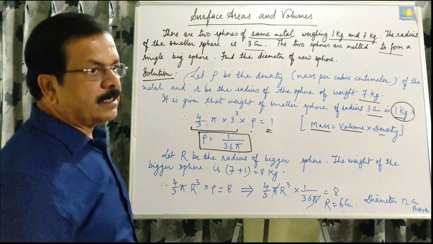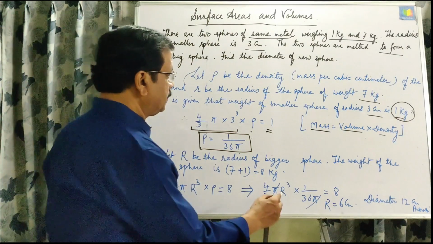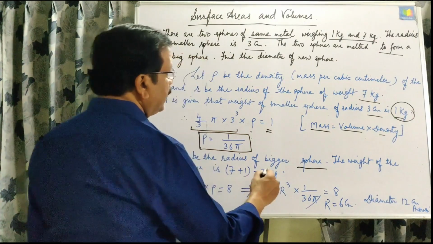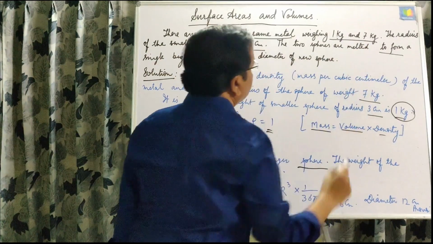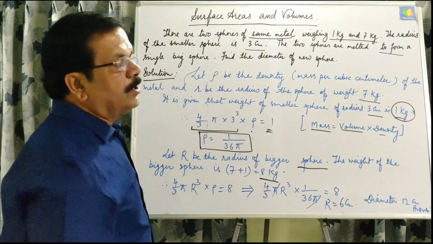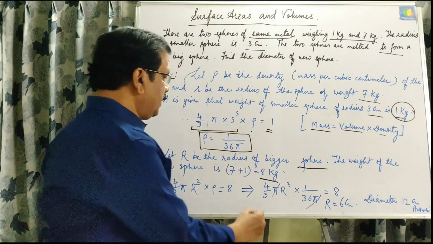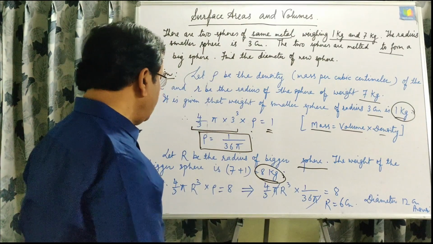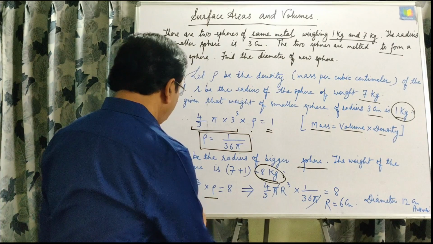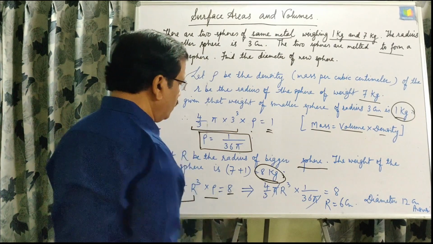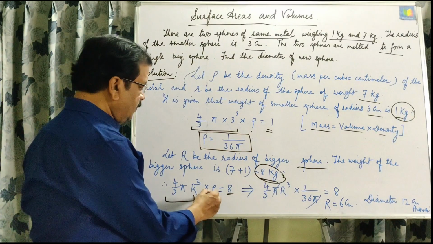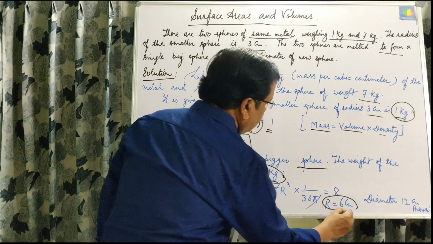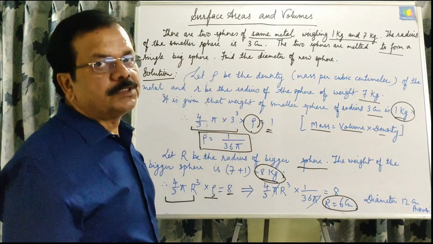Now let capital R be the radius of the bigger sphere. Then the weight of the bigger sphere will be 8 kg, because we are melting both the spheres of 1 kg and 7 kg, that is, the weight will be the same as whatever we are getting after adding, that is 8 kg. Then volume into density, 4 by 3 pi R cube rho, is equal to 8 kg, and then after substituting the value of density we get the radius of the bigger sphere or the new sphere formed.